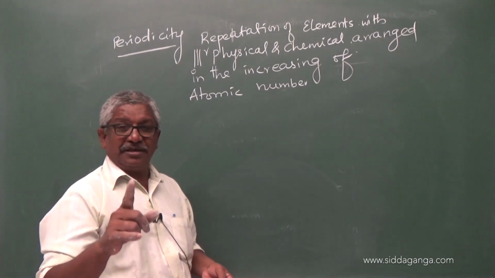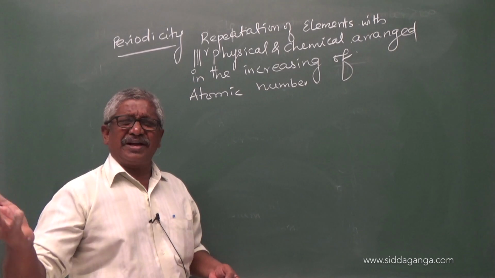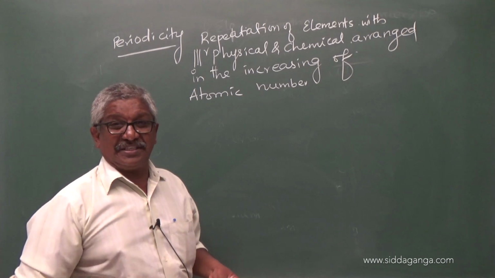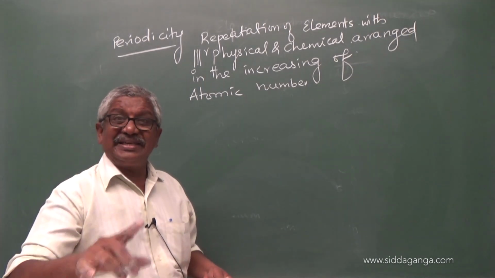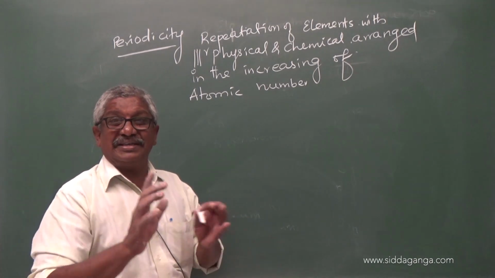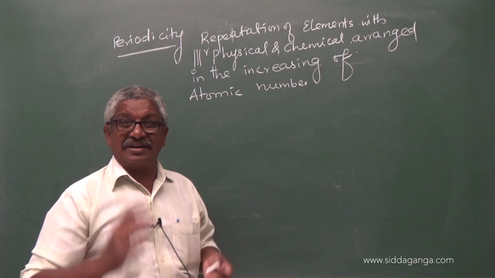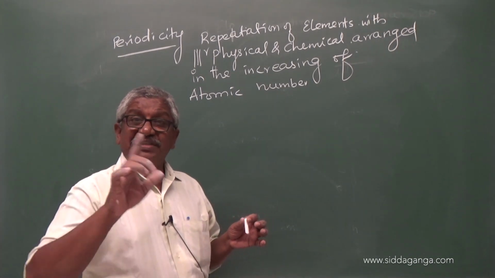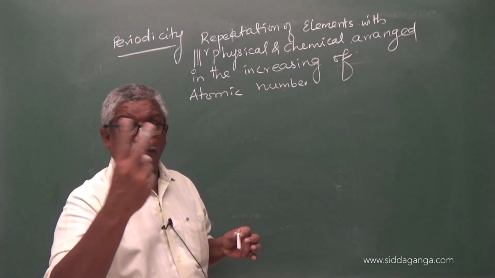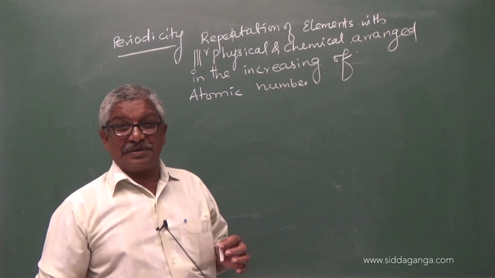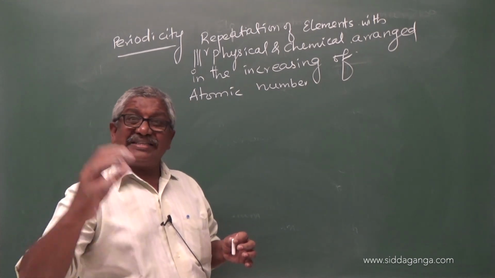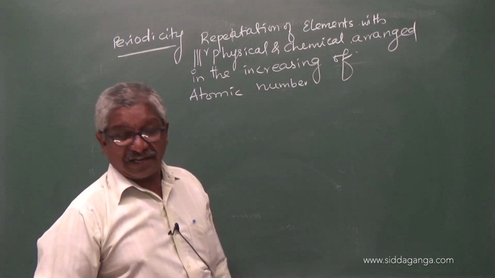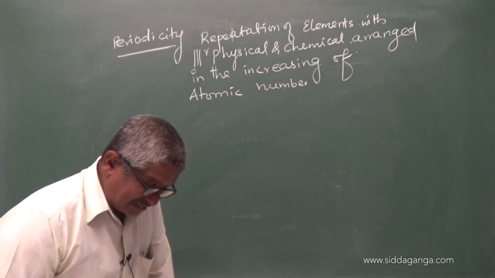Repetition of elements with similar physical and chemical properties, or you can write only properties, arranged in the increasing order of atomic number is called periodicity. Once again I will repeat: repetition of elements with similar properties. Properties means two properties will come, physical and chemical properties. The elements arranged in the increasing order of atomic number is called periodicity. So what are the causes of the periodicity?